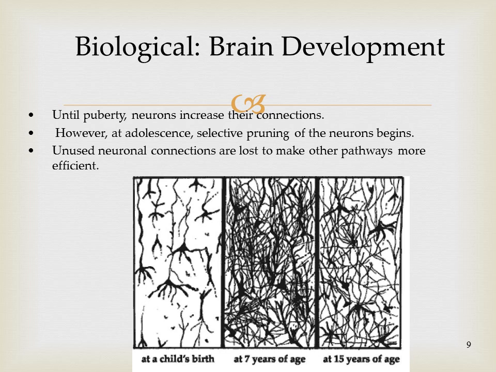However, at adolescence, the selective pruning of the neurons begins. Unused neural connections are lost to make other pathways more efficient. So if you're not using a certain language, or you're not using those pathways to play a certain sport, those begin to prune off, and the ones that you use on a regular basis become more efficient.